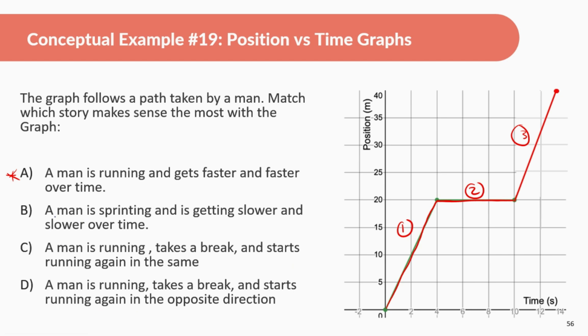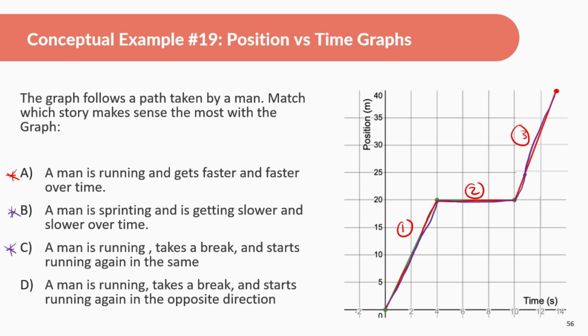Okay. Part B, let's look at part B now. A man is sprinting and getting slower and slower over time. I also wouldn't say that, because yeah, sure, he's running. Okay, he kind of stops here, but then he goes again. So I'm not going to say he's going slower and slower. So let's look at something else.